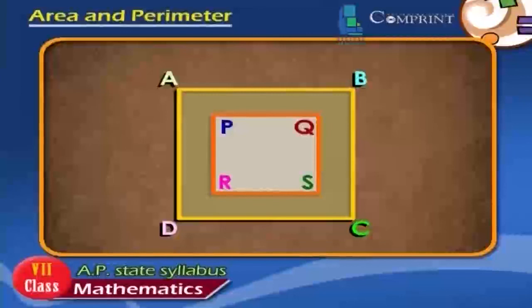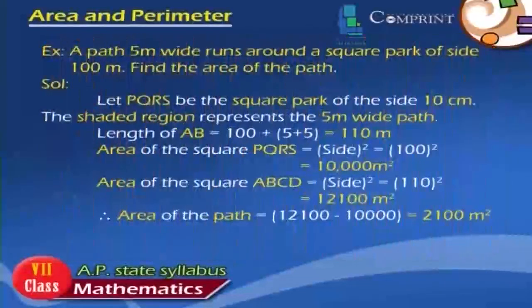Solution. Let PQRS be the square park of the side 100 meters. The shaded region represents the 5 meters wide path. Length of AB is equal to 100 plus 5 plus 5 is equal to 110 meters. Area of the square PQRS is equal to side square is equal to 100 square is equal to 10,000 meters square. Area of the square ABCD is equal to side square is equal to 110 square is equal to 12,100 meters square. Therefore, area of the path is equal to 12,100 minus 10,000 is equal to 2,100 meters square.